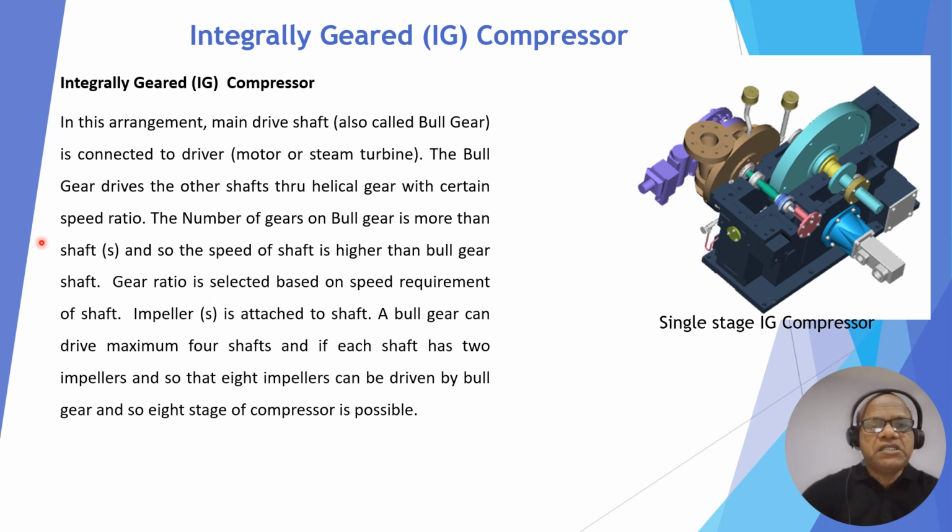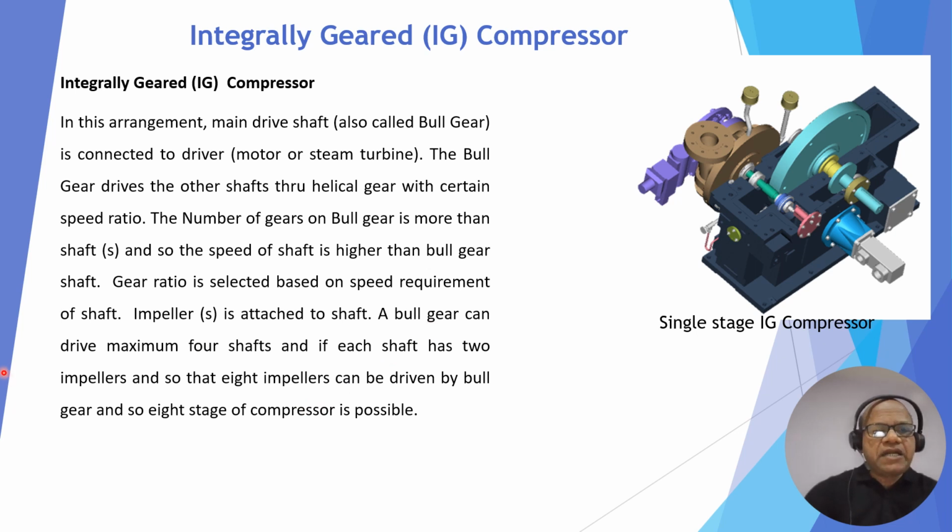The number of gears on the bull gear is more than on the shaft, and so the speed of the shaft is higher than the bull gear, because gear ratio is inversely proportional to the speed. So a smaller number of gears will have more speed. So gear ratio is selected based on the speed requirement of the shaft. Impeller or impellers are attached to the shaft. You can see here it is not shown here, but on this side the impeller is connected.